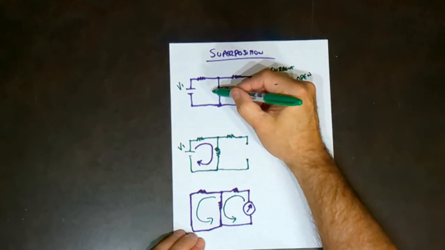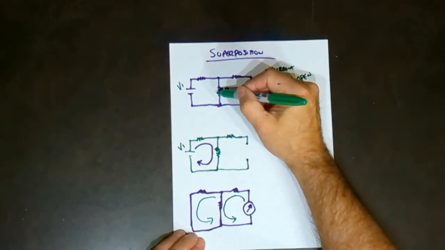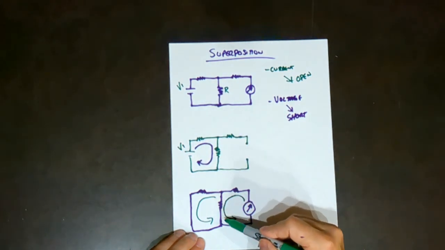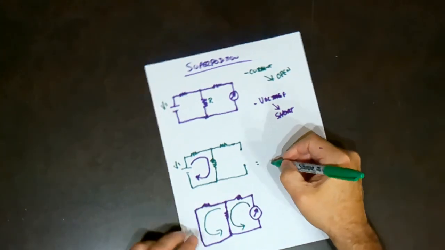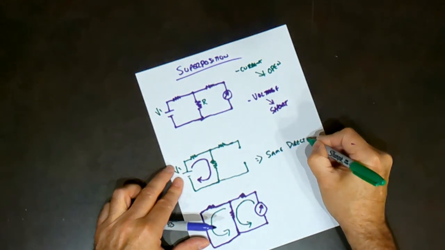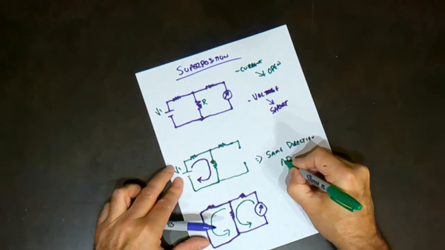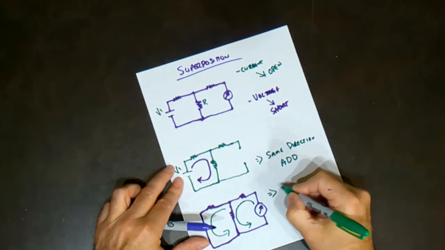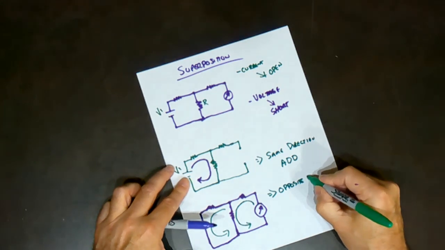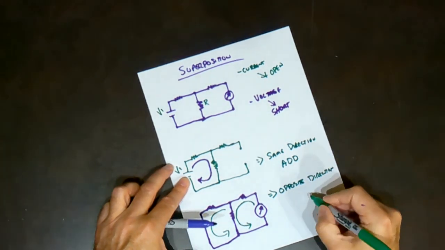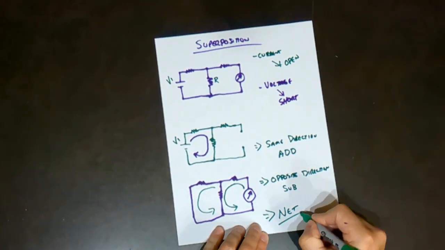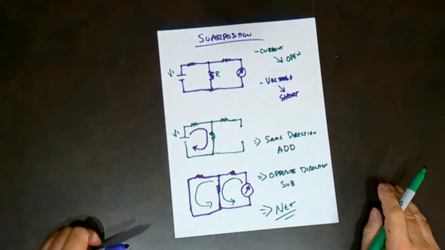So if we're looking for the current through this resistor, from this supply, it's this current. From this supply, it's this current. If the two currents are going in the same direction, you add them. If the two currents are going in opposite directions, you subtract them to find out what the net current is flowing through a resistor.